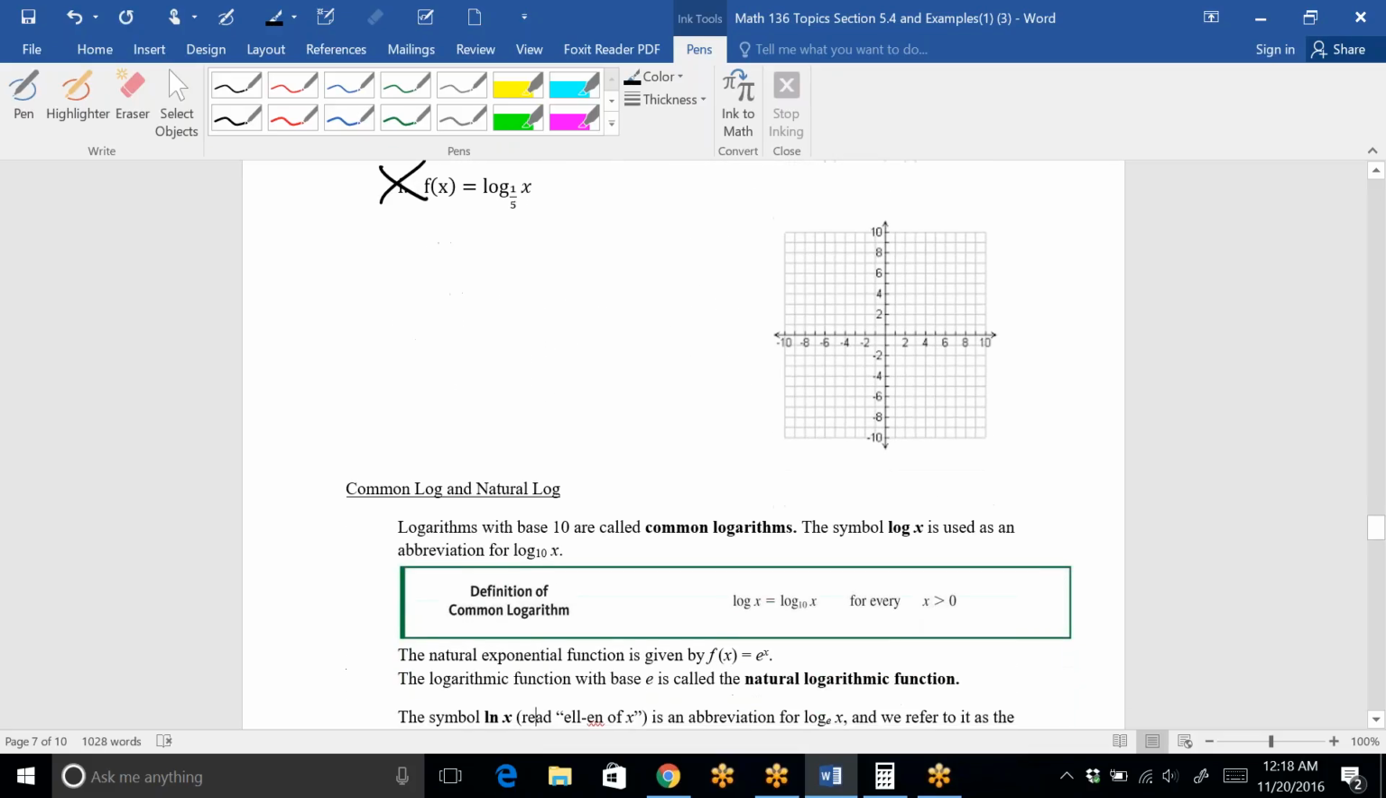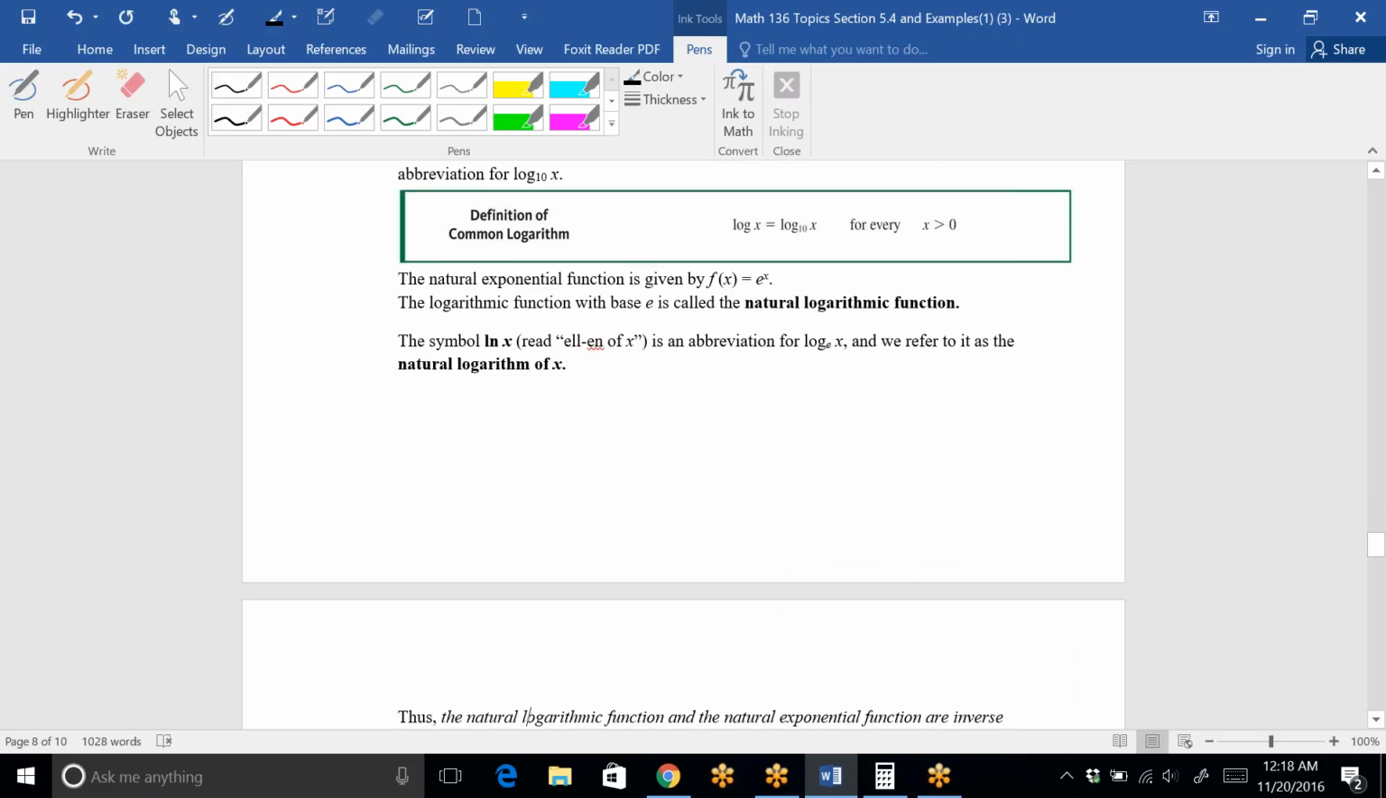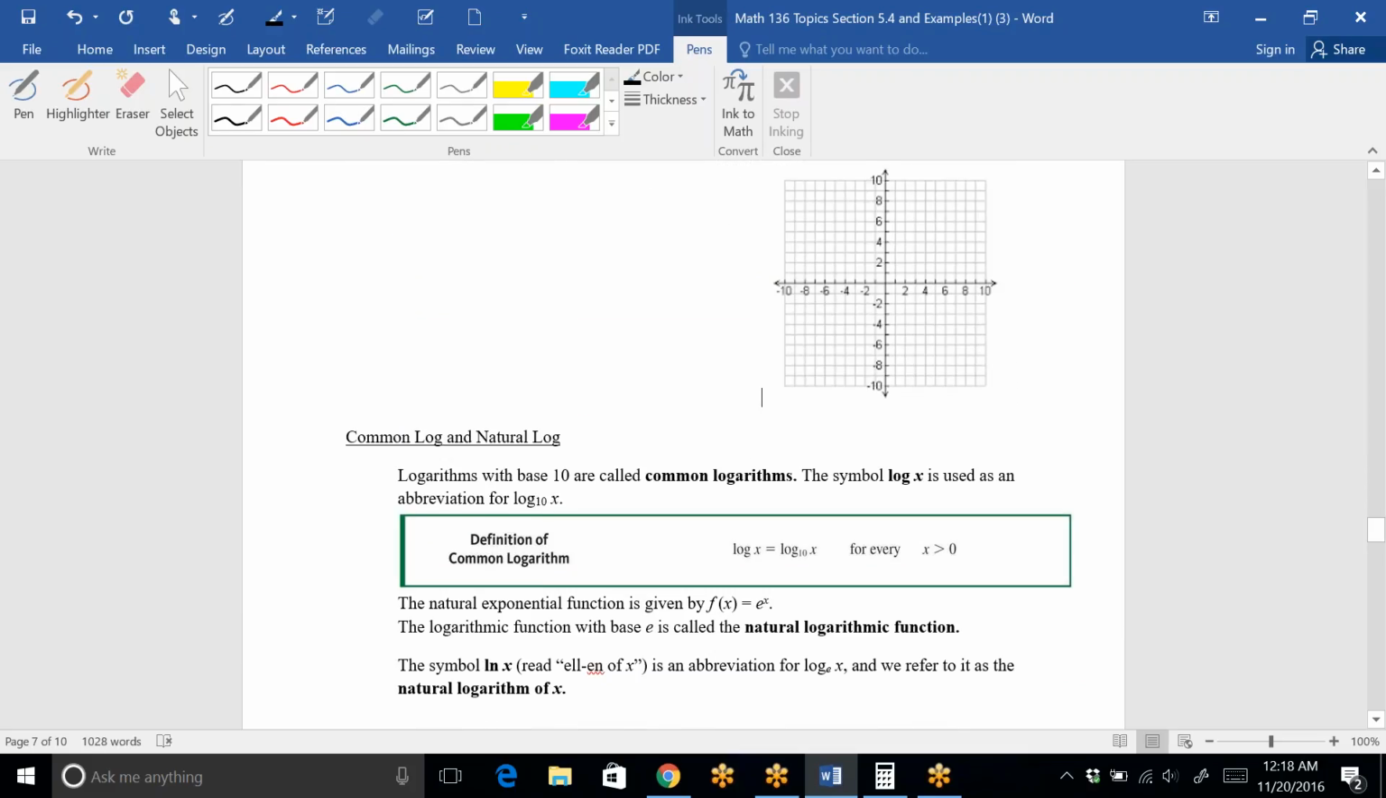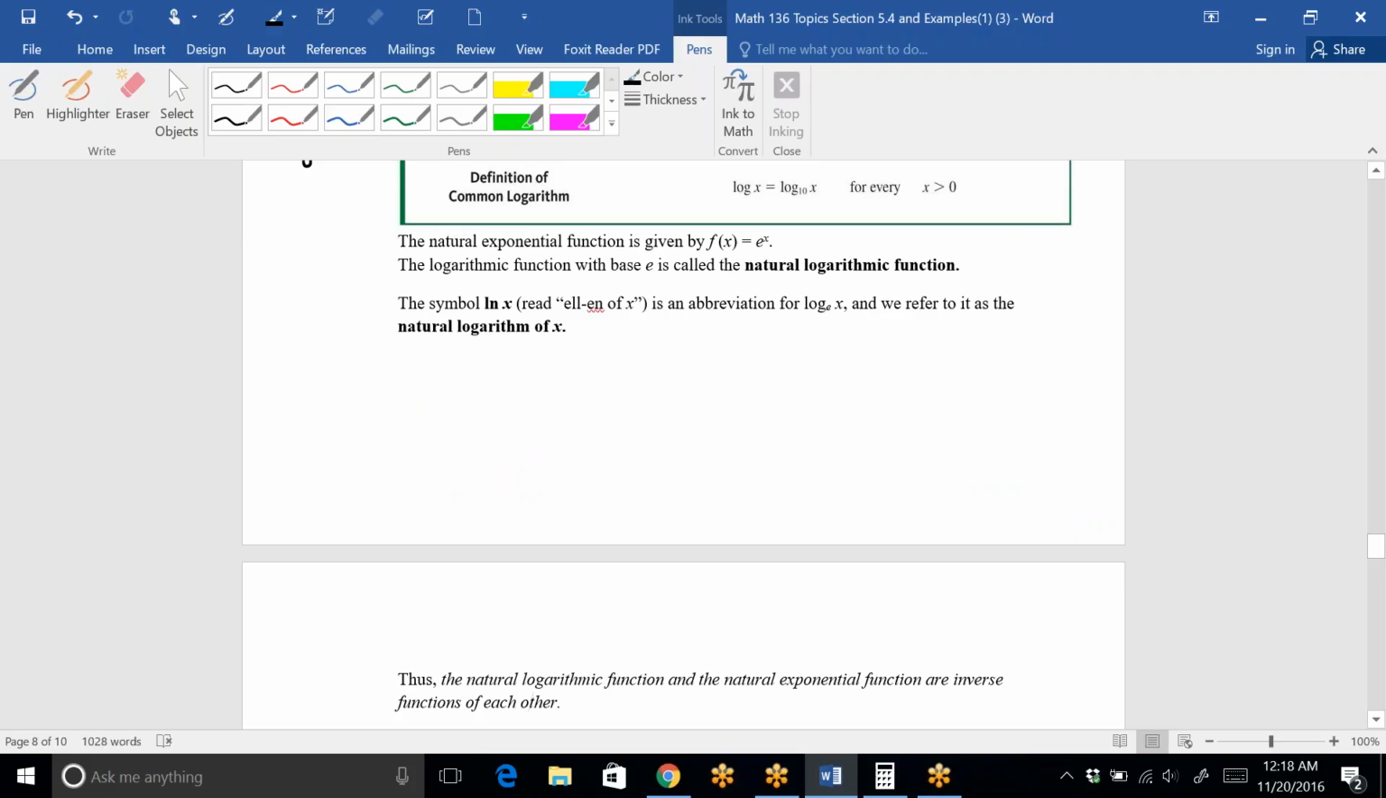Okay, so we did a lot of that groundwork to now talk about two special types of logs. These are the ones that are on your calculator. Common log, which is base 10, and they do not write log base 10 most of the time, they just write log. And natural log is base e. We do not write log base e, we write natural log, ln. That stands for that one. So you read it as ln of x, like Ellen DeGeneres, but that's how we read it.